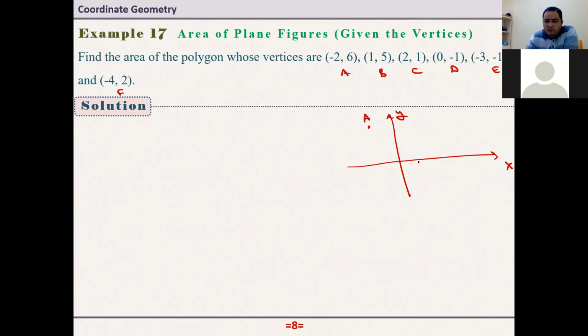And 1, 5 is somewhere here. It is B. And 2, 1 is somewhere here. That is C. 0, negative 1 is somewhere here, that is D. And negative 3, negative 1 is somewhere here, that is E. And negative 4, 2 is somewhere here. That is F. Okay, so if you just join these points, we will have something like this.